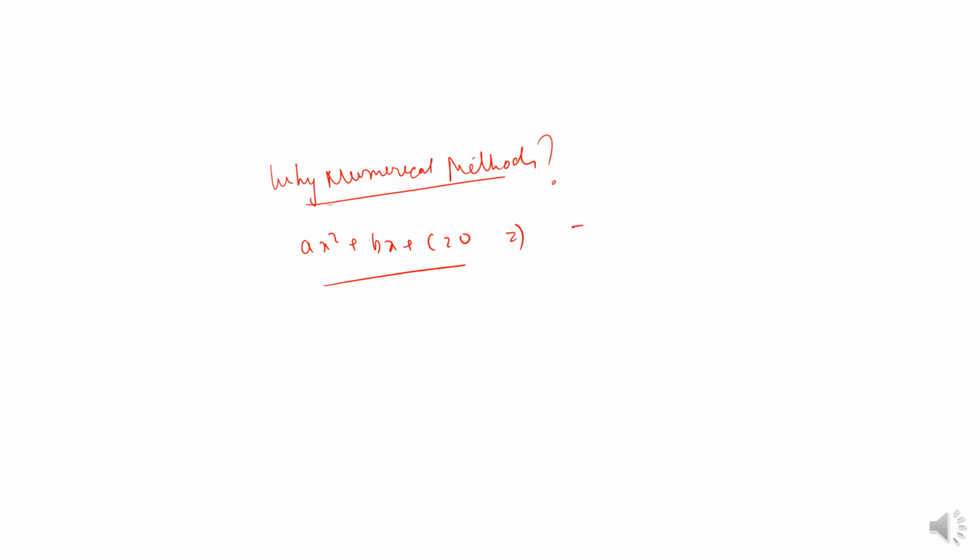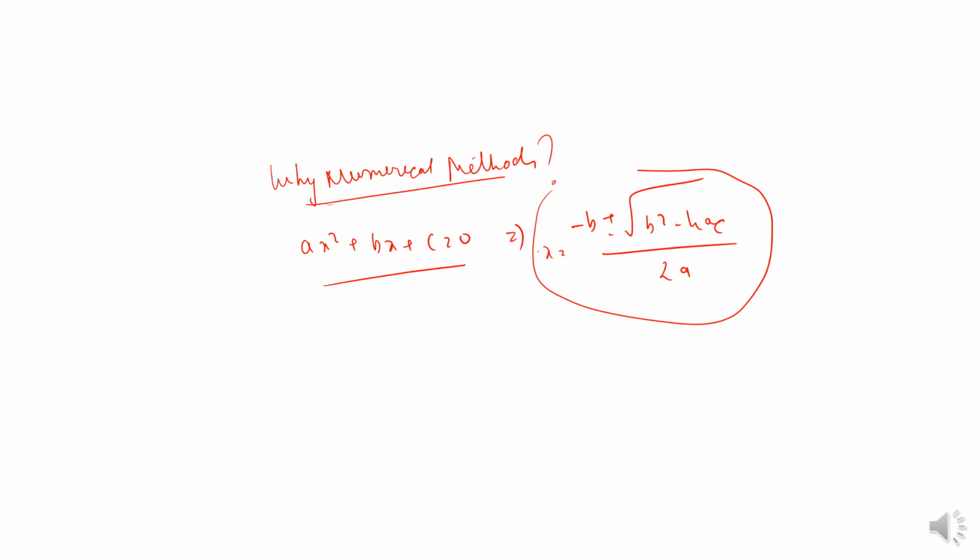So the question here is, why numerical methods? To answer this question, suppose we have an equation like ax square plus bx plus c is equal to 0. To solve this equation, we do x is equal to minus b plus or minus root of b square minus 4ac by 2a, right? So if we put the coefficients correctly, then we'll get the value of x for which this equation is 0.